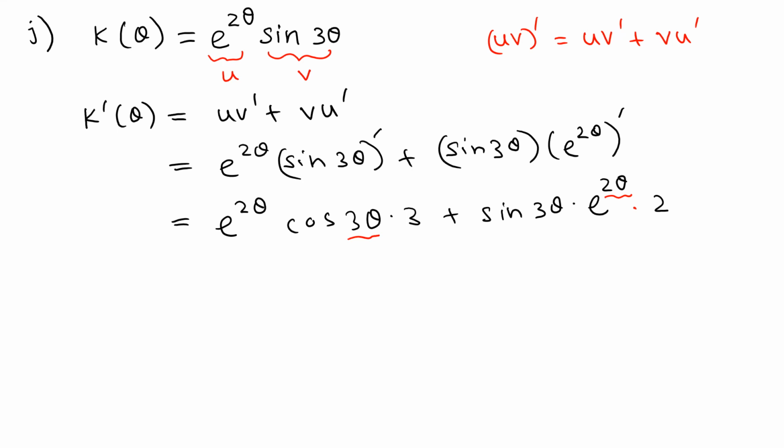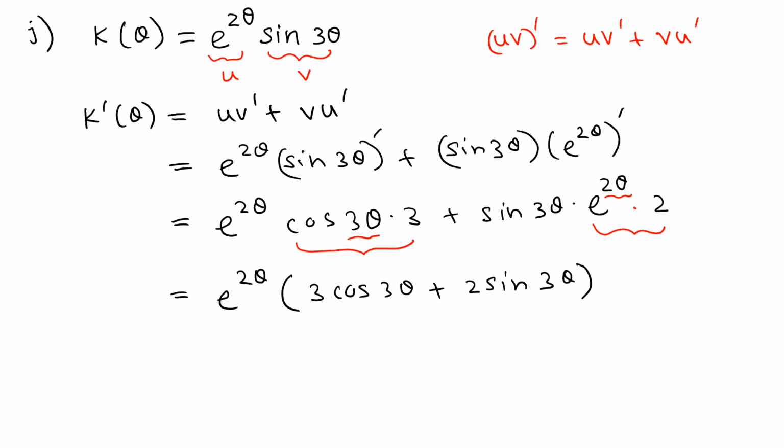So it's very simple. So this is the derivative of the first function. This is the derivative of the second function. Okay. So now what we do, we normally try to take the common factors out, and you can see e to the 2 theta is common. So when you pull it out, you're going to get 3 cosine 3 theta plus 2 sine 3 theta. So that is the final answer, and you can see that you can do that very quickly. So let's do one last problem before we finalize this. So let's look at the next one.